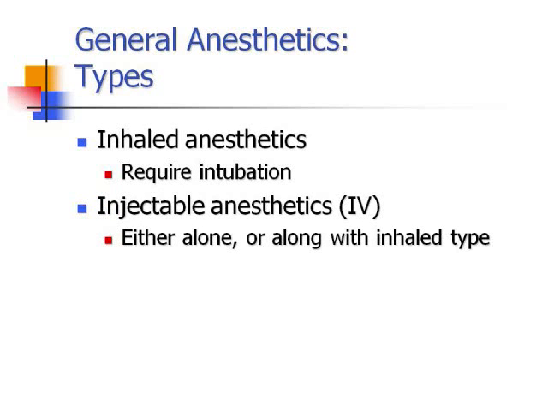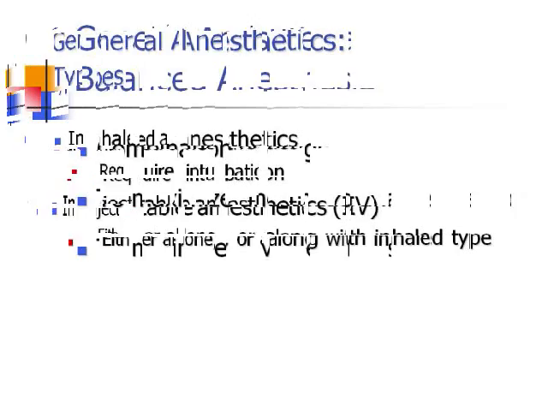General anesthetics: we're talking about inhaled anesthetics, and that requires that they be intubated, a tube down their throat, so that we can very closely regulate what kind of air is going in and what's coming out. And there's also the injectable type, where that's an IV. They put drugs through an IV to make people unconscious, and the injectable kind can be done either alone or along with the inhaled type.